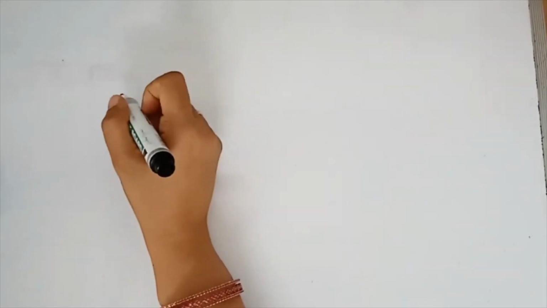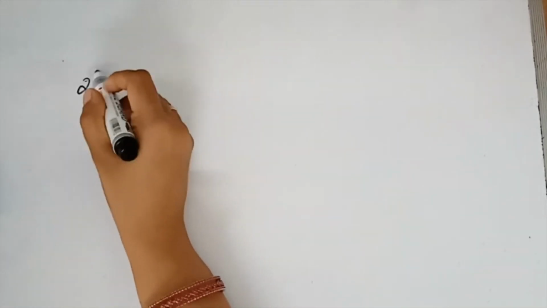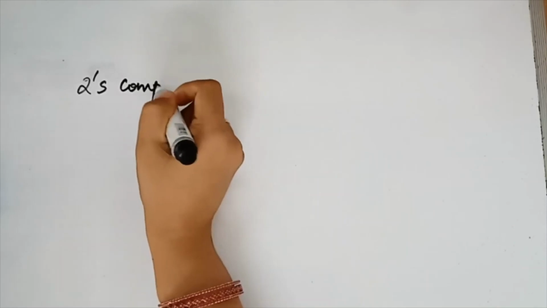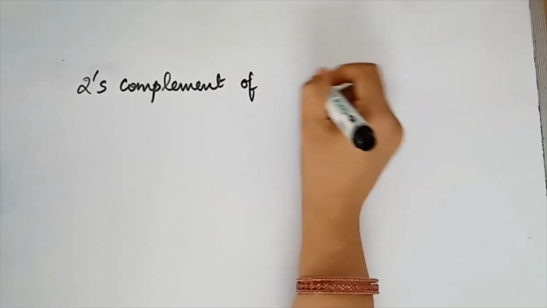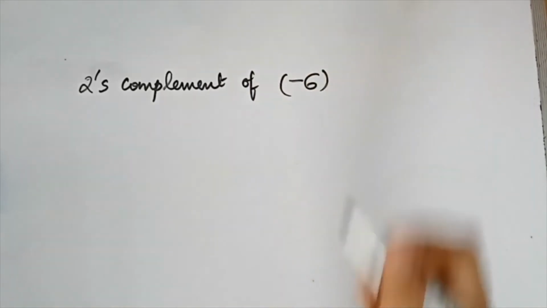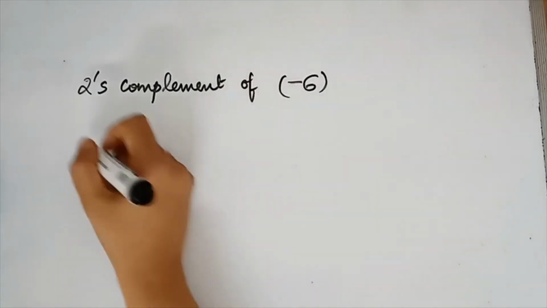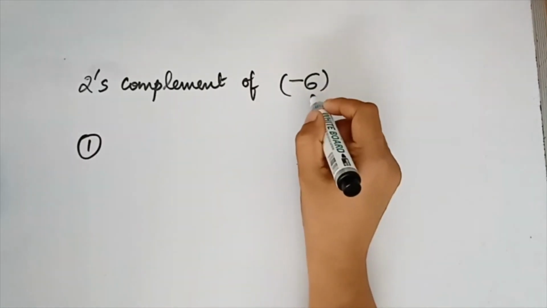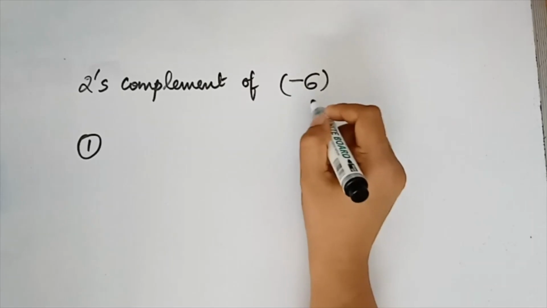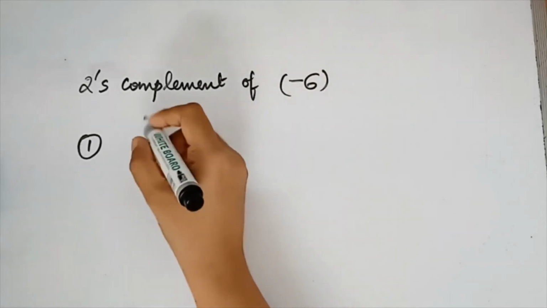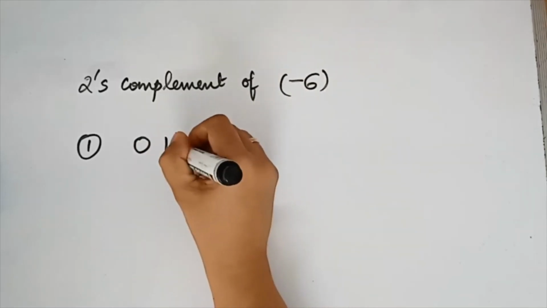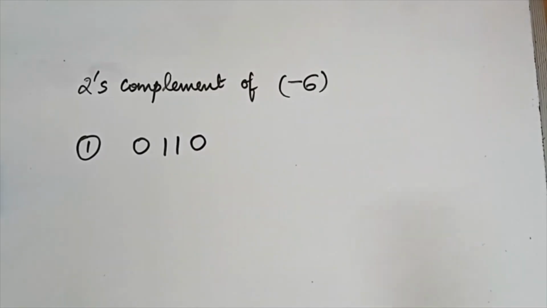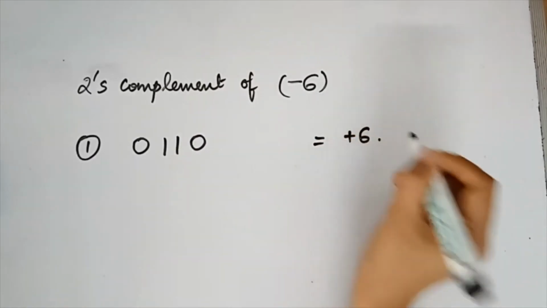We will take one more example. Suppose you want to find the 2's complement of say -6. So first step is write plus 6 with a 0 as the sign. So it is 0 and 6. 6 is what? 1, 1, 0. So that is plus 6.